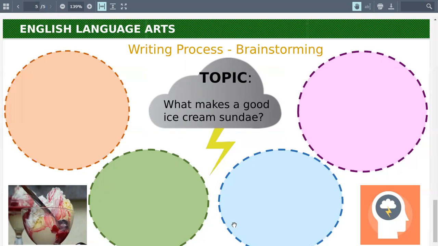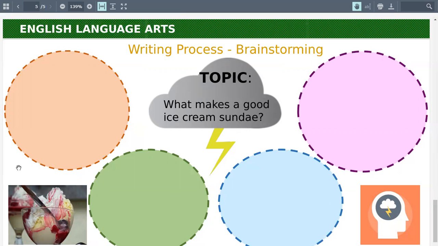So in this case, we have our topic, what makes a good ice cream sundae? And we have our lovely picture of an ice cream sundae right at the bottom. So we're going to think of 4 things because we got 4 circles, and I'm going to give you 4 examples, but I would love for you to think of some on your own as well.